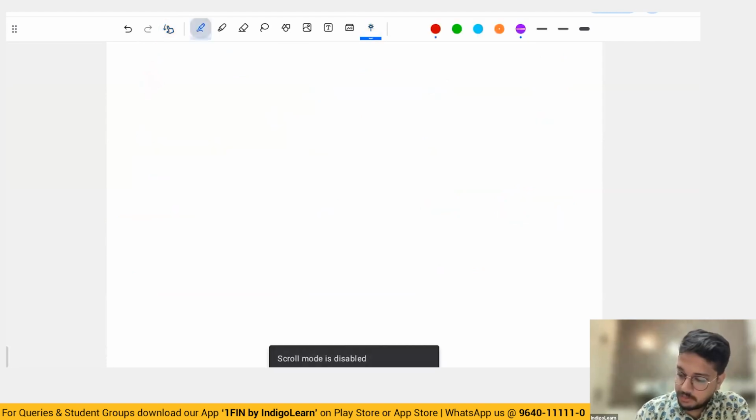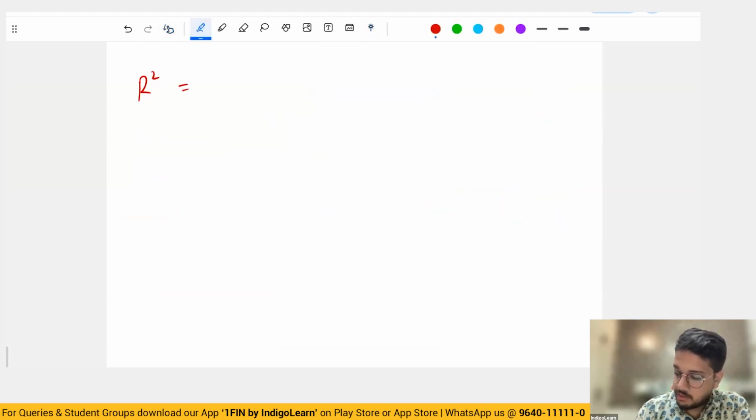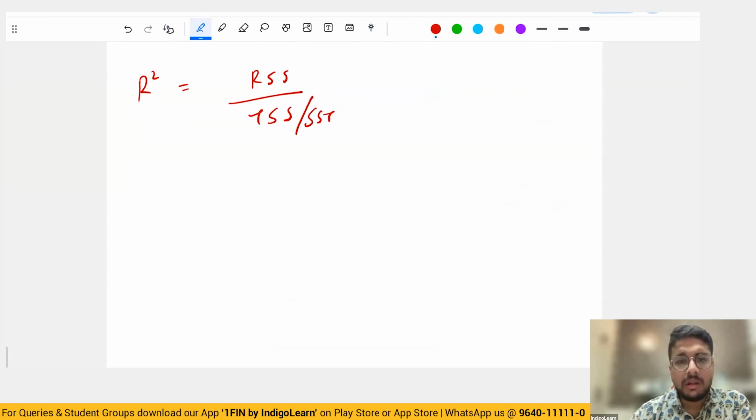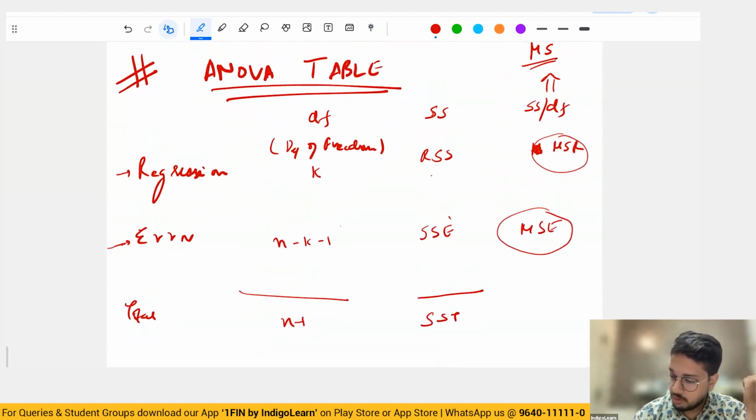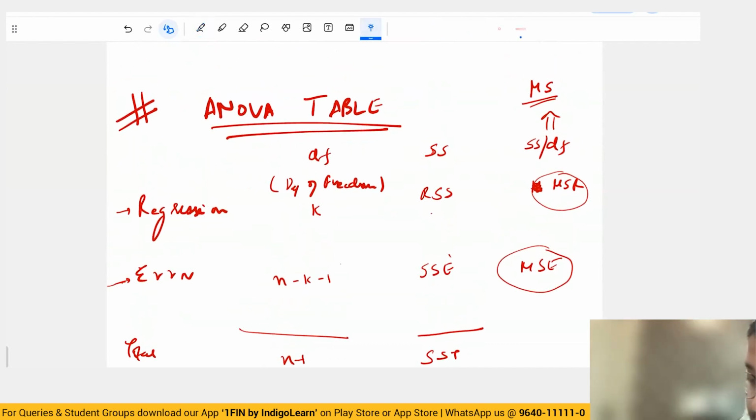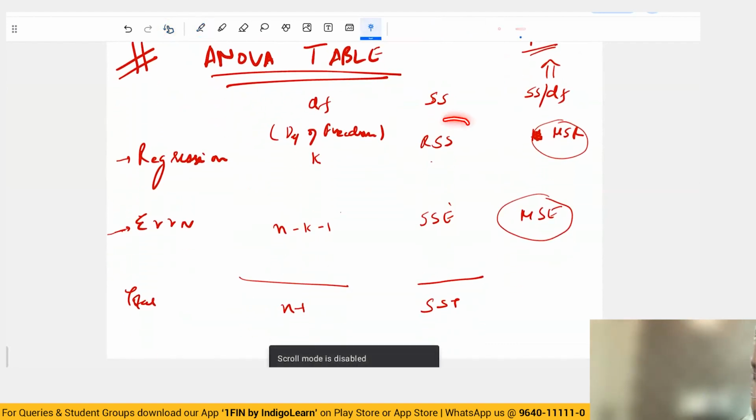So now let's come to the discussion on R square. R square used to be RSS divided by TSS or SST, whichever notation you keep. In different books you will see different names for the same thing. In some it is written TSS, in some SST, but the objective and the underlying idea remain the same. You're dividing this component with this component.